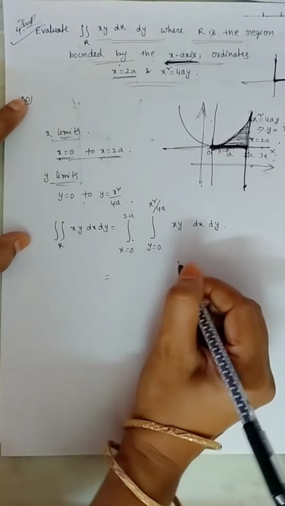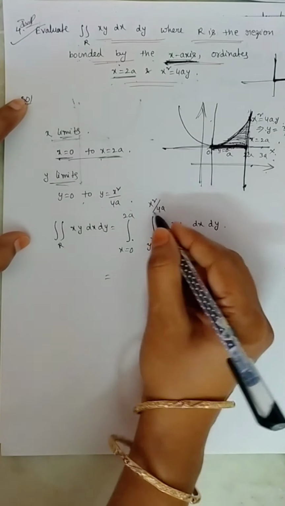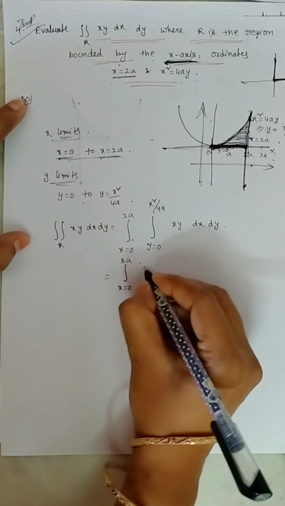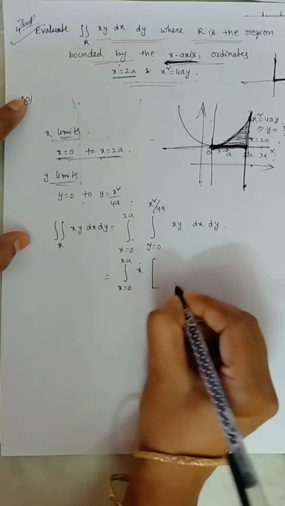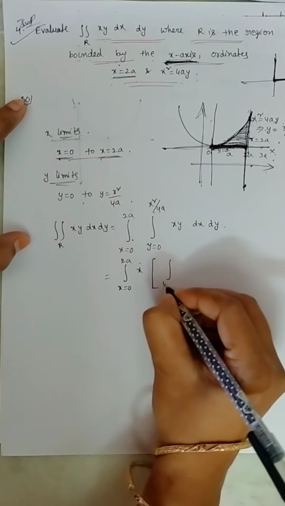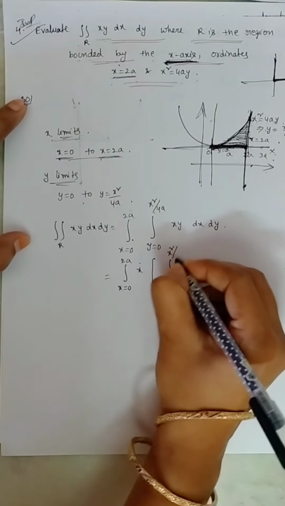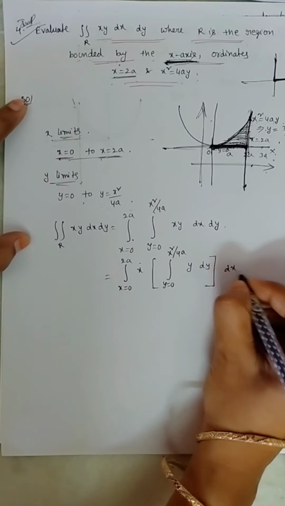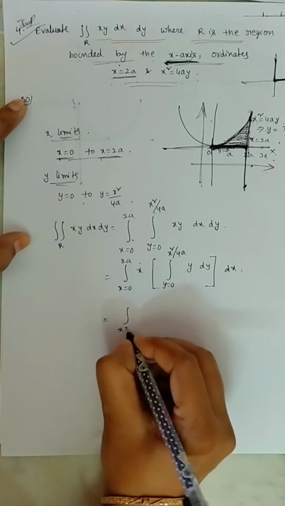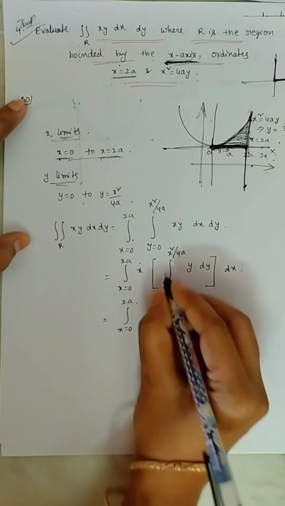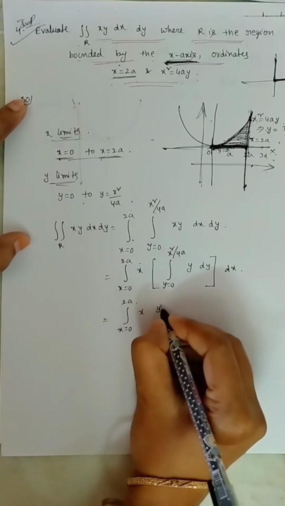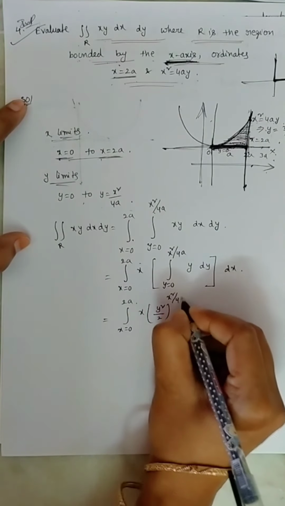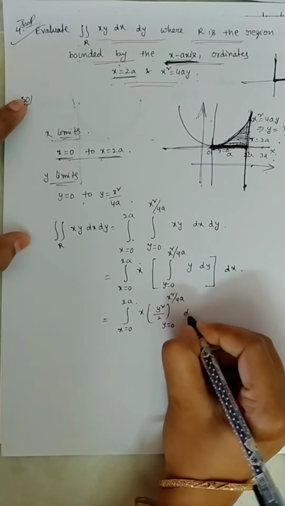Now first you have to integrate with respect to y, since the y limits are variable limits. So the integral x equals 0 to 2a, x is taken outside, and the integral y equals 0 to x square by 4a of y dy dx. Now this is the integral x equals 0 to 2a. The integral of y is y square by 2, with limits y equals 0 to x square by 4a, dx.